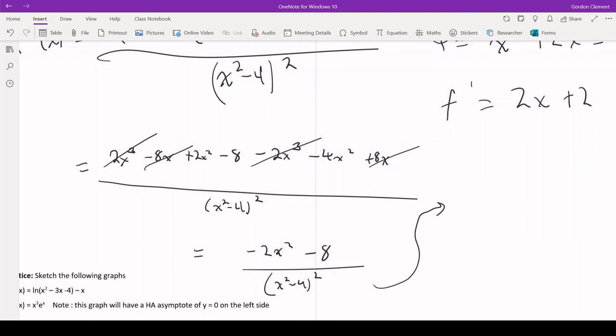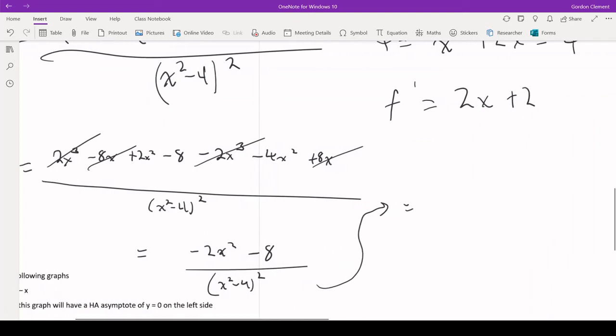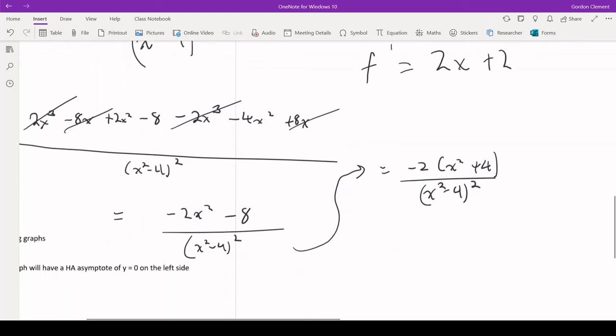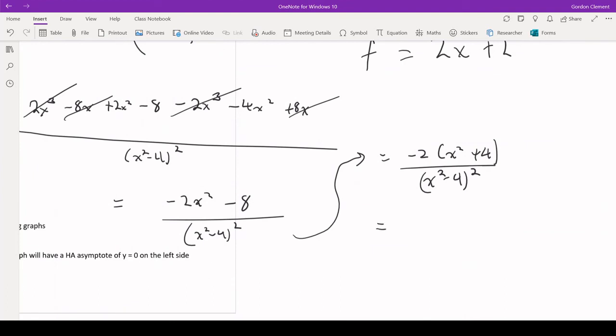So this looks like it'll be nice. The negative 2 cancels out. X squared plus 4, not cancels out, but factors out. And I think that my numerator is fully factored there. We can work with that. I'm just going to factor that denominator again. So you get x minus 2 times x plus 2. You get that squared, so you get each of these brackets squared on the bottom.